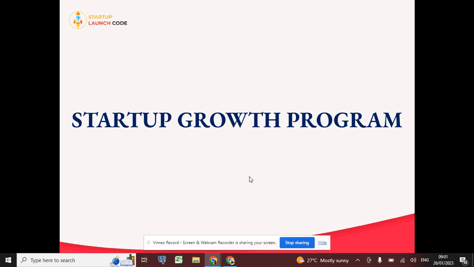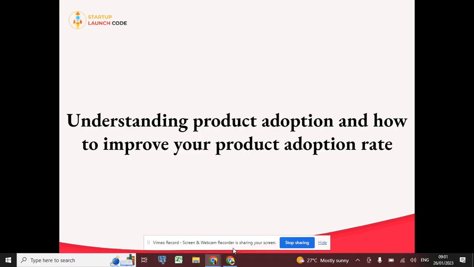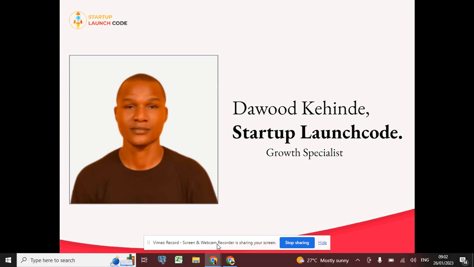It's a program designed to help startups get the right knowledge to scale their business irrespective of the stage of the startup. So today on the program, we're looking at a very interesting topic, which is understanding product adoption and how to improve your product adoption rate. Anchoring this course is none other than myself, Dawood Kennedy, a growth specialist with Startup Launch Code.